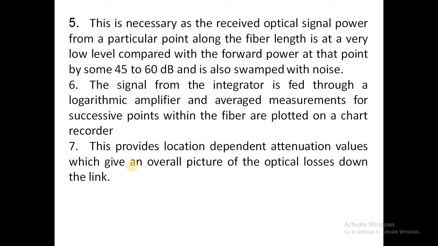This is necessary as the received optical signal power from a particular point along the fiber length is at a very low level compared with the forward power at that point, by some 45 to 60 dB, and it is swamped with noise. The signal from the integrator is fed through a logarithmic amplifier, and average measurements for the successive points within the fiber are plotted on a chart recorder.